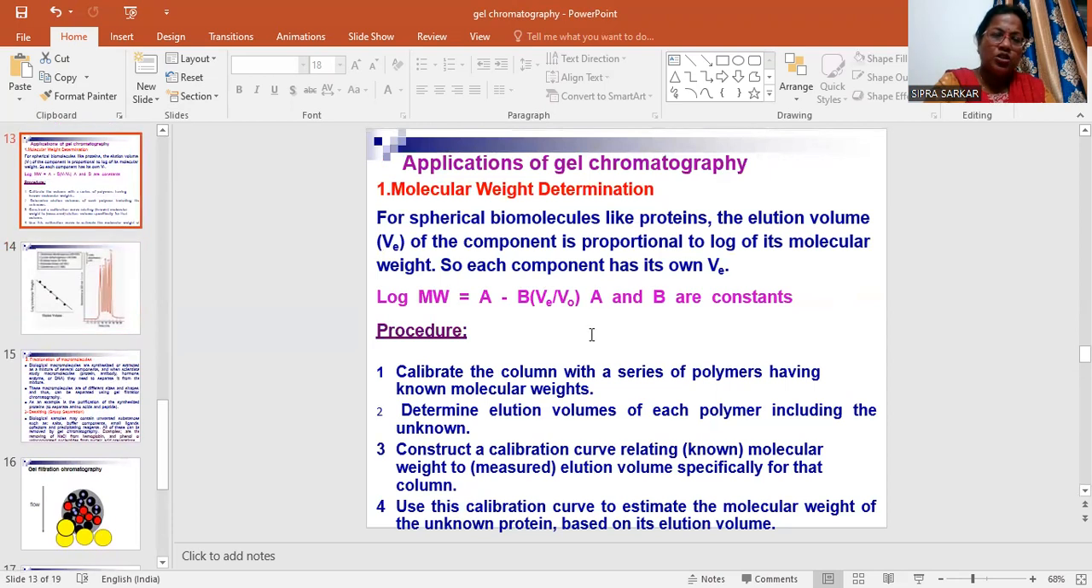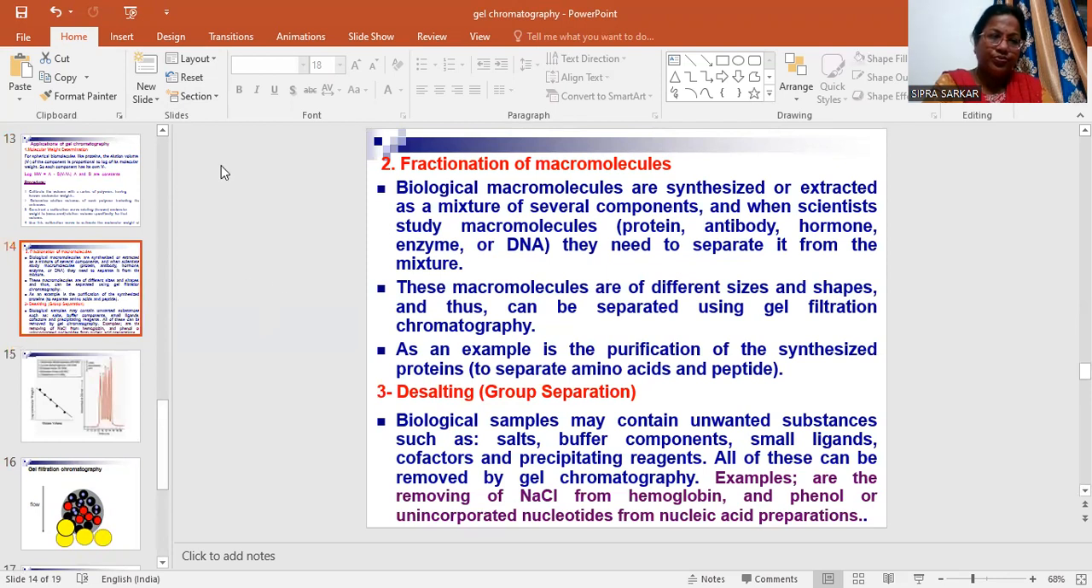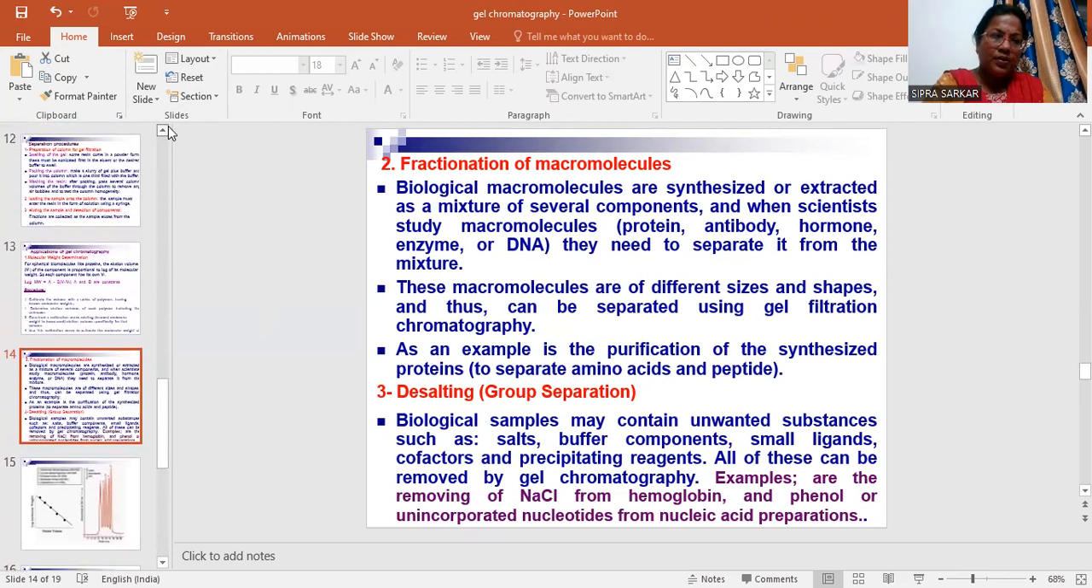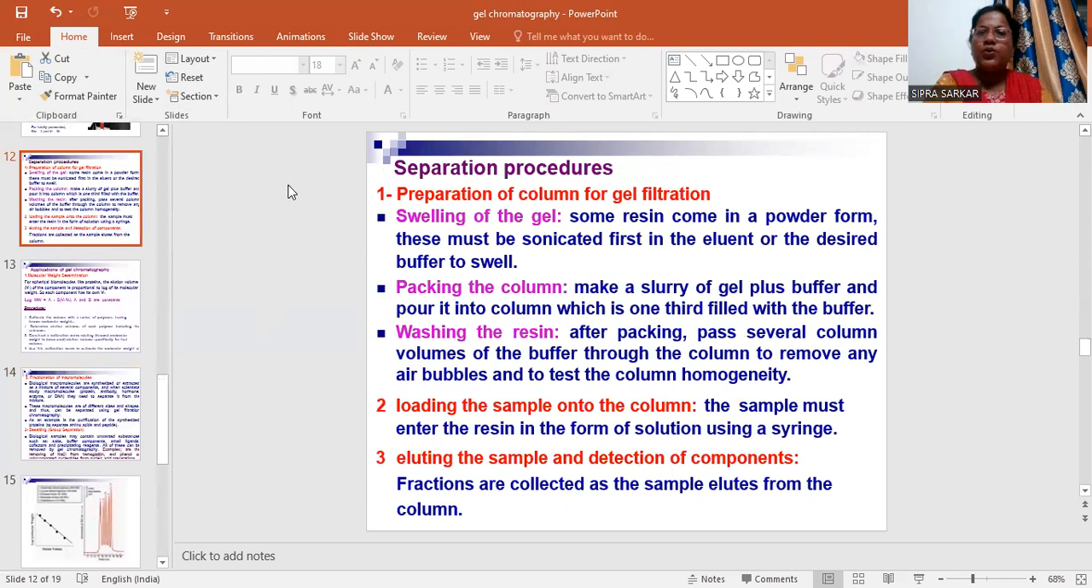Another application is molecular weight determination. From this chapter you can get questions such as: what is gel filtration chromatography, what is the principle, what are the different gels you are using, what is the partition coefficient for gel chromatography, what is the procedure of gel filtration chromatography, and what are the different applications. Short definitions can also be asked, such as void volume, elution volume, and total volume. This type of question you can get. Thank you everyone for listening.